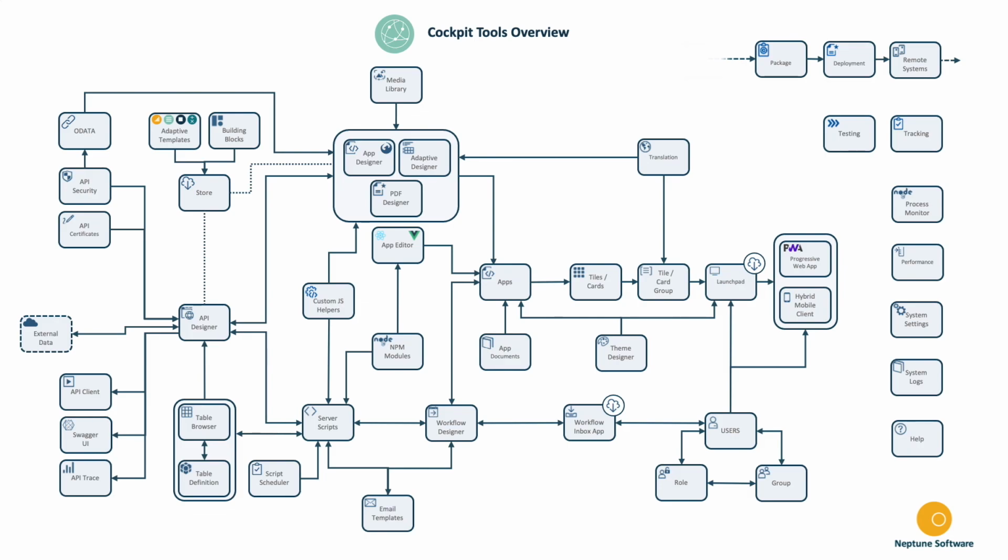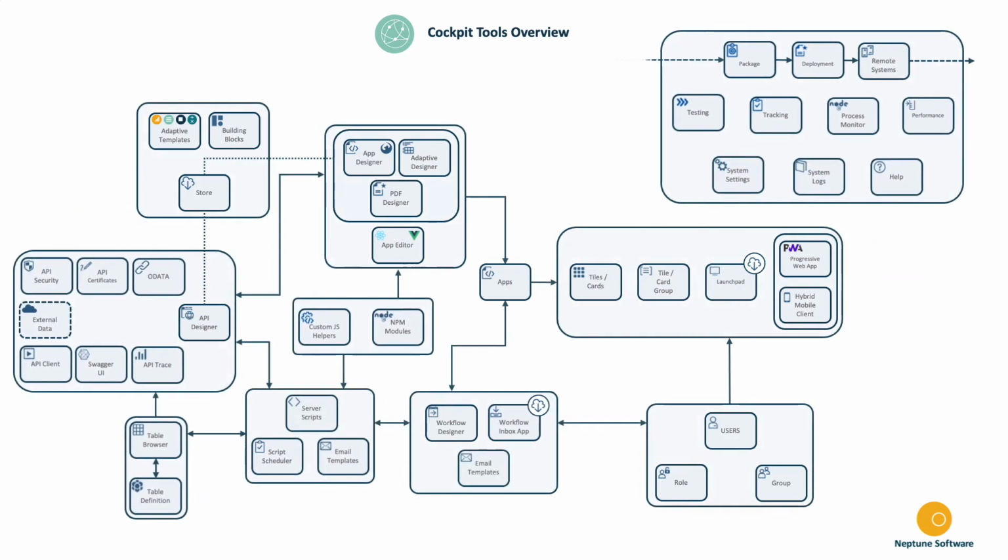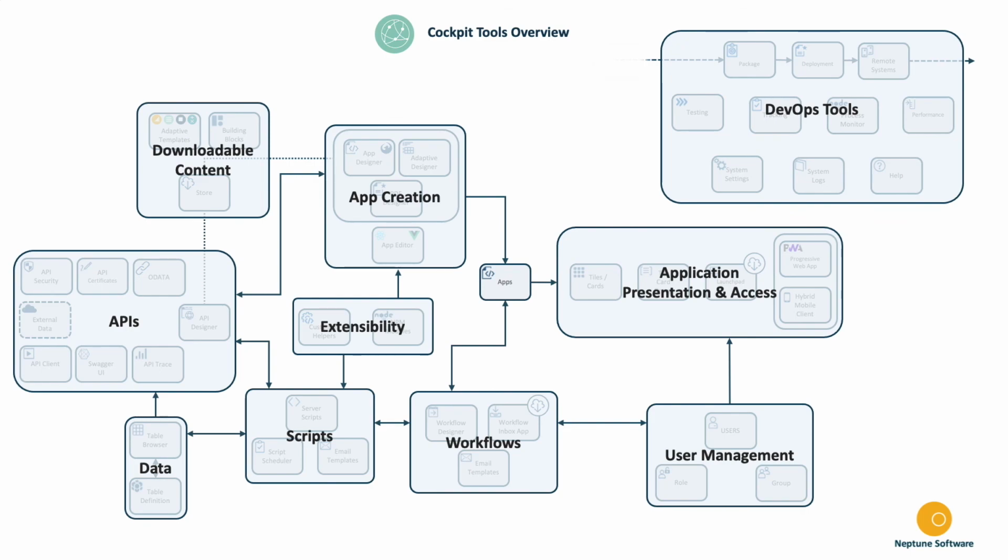Now we've had an overview of the majority of the tools within the cockpit, we can strip it down to the basics and group them all into functions. This gives a much clearer picture of how all these tools work together, all feeding into the apps and being presented to the users to access and use.